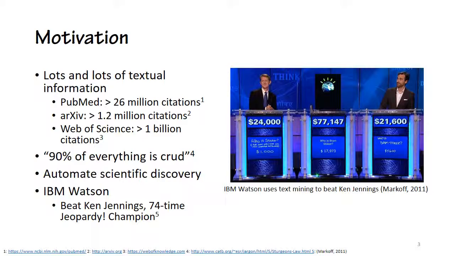One great example of this is IBM's Watson computer. Now, I'm a huge Jeopardy fan myself. So this is really exciting for me to see IBM's Watson actually beat Ken Jennings. He's on $77,000 worth of questions. So for us, that's a good example of text mining.